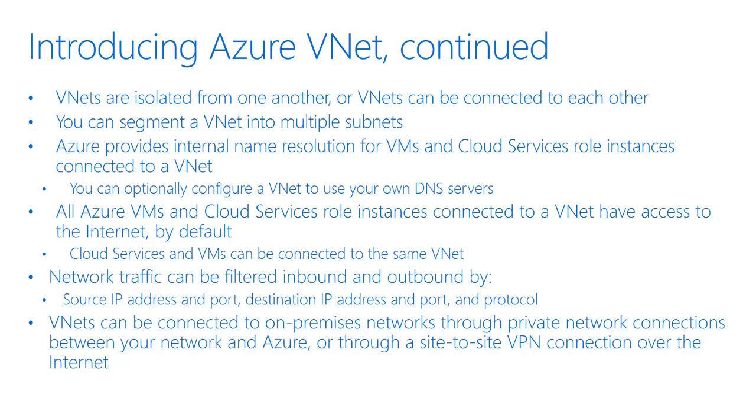All Azure virtual machines and cloud service role instances connect to a VNet and have access to the internet by default. You can also enable inbound access to specific resources as needed. We can create inbound and outbound firewall rules that allow only certain ports to be accessed, or to block specific ports that we don't want to be accessed.